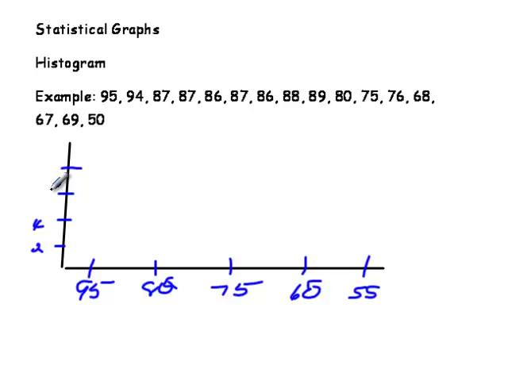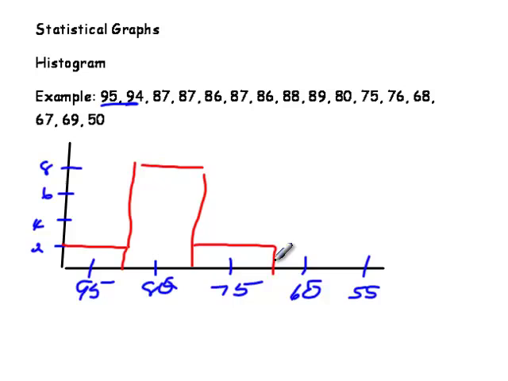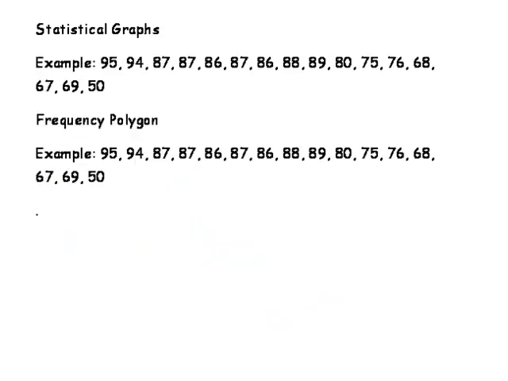2, 4, 6, 8. We will create the bars to represent the 2 scores in the 90s. And then we have the bar that represents the 8 scores in the 80s. The 2 scores in the 70s. The 3 scores in the 60s, and the 1 score in the 50s, constructing a histogram. Remember, in a histogram, the bars need to touch each other.